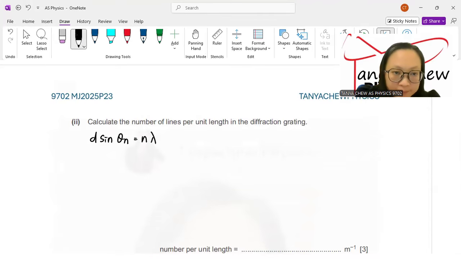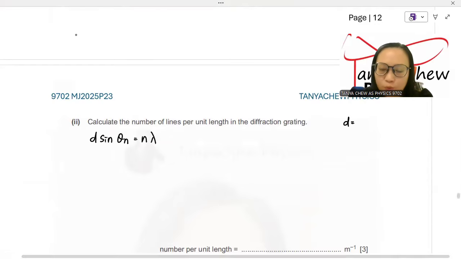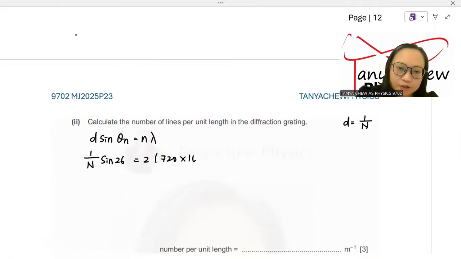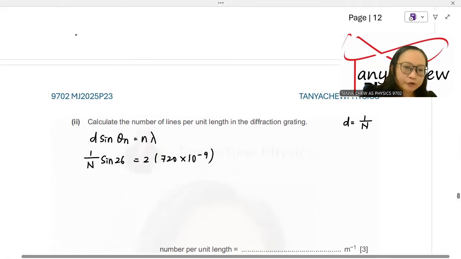So I'm going to modify this a bit. This is called grating spacing. Grating spacing has a relationship with number of lines per meter. So I'm going to sub it in. Sine 26 is equal to 2 lambda. Lambda is 720 times 10 to the power negative 9. So I got the value of 1 over n, which is equal to 3.28.